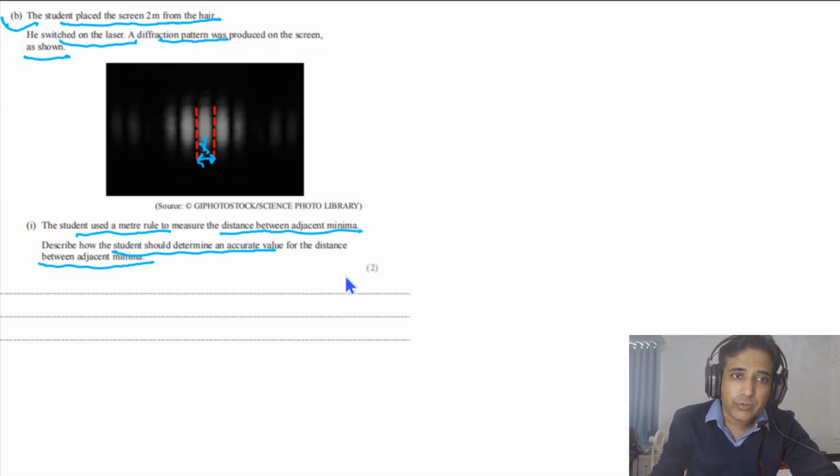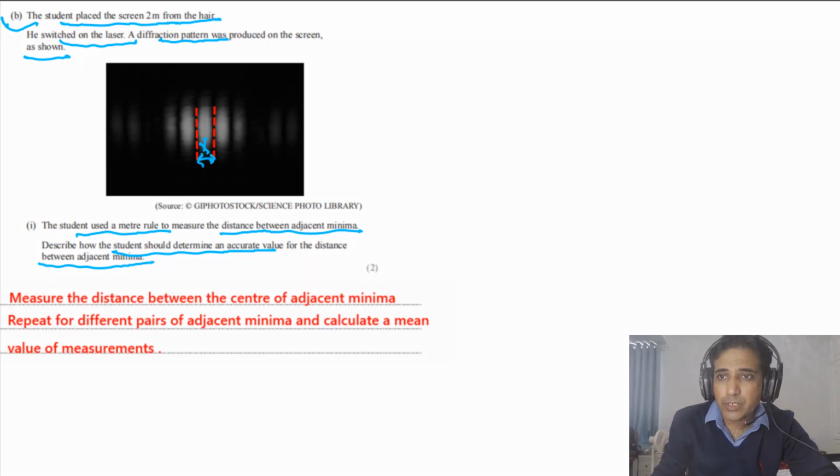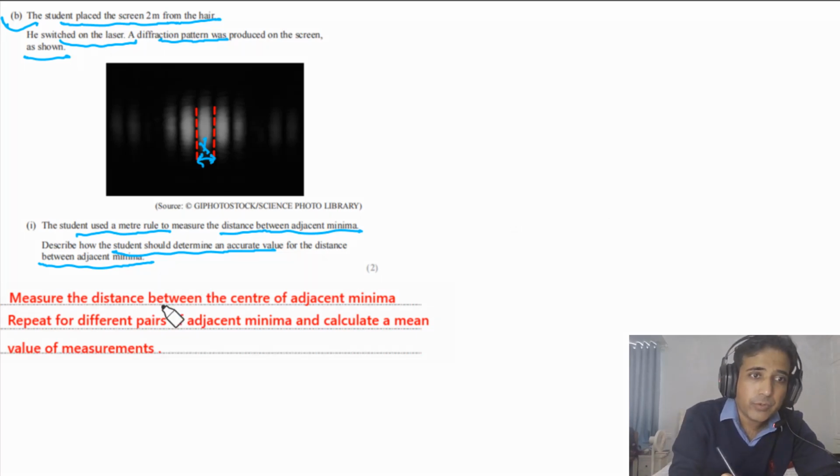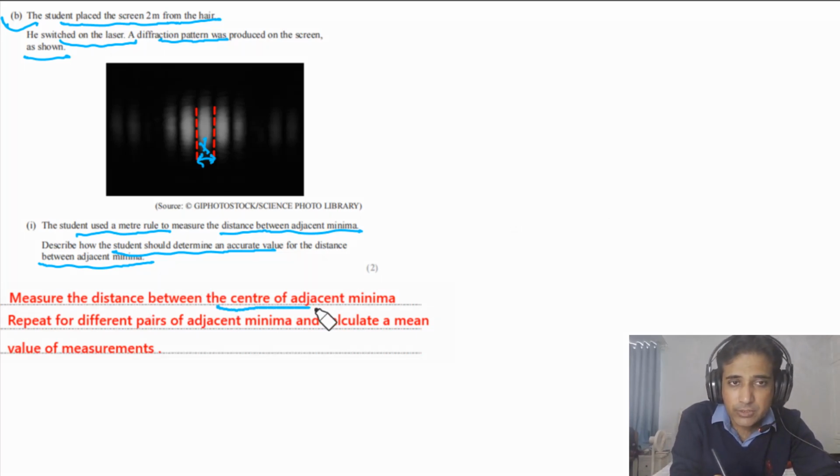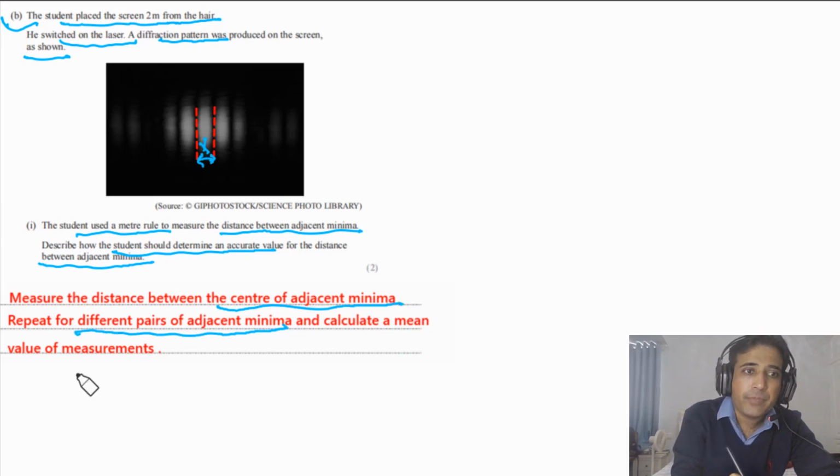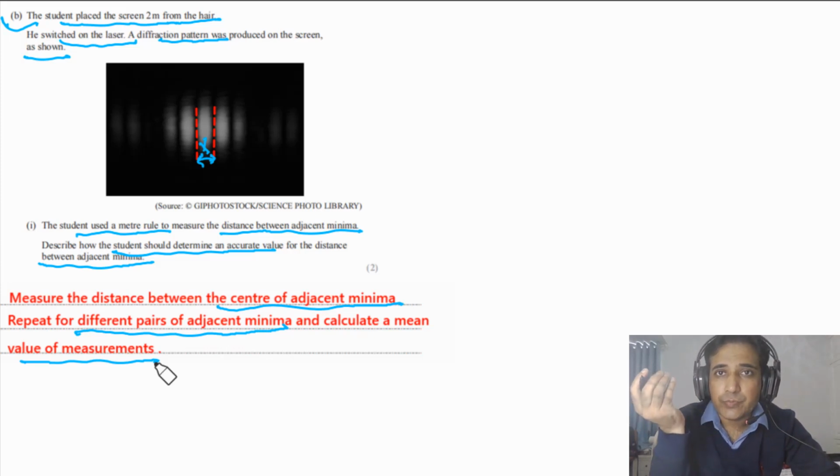So how can we write down the answer? This is how you can write your answer. You can say measure the distance between the centers of adjacent minima, repeat for different pairs of adjacent minima and calculate a mean value of the measurements. So this is how we do it, and we follow the same way.